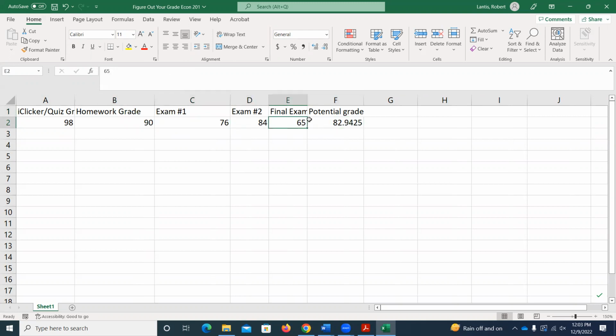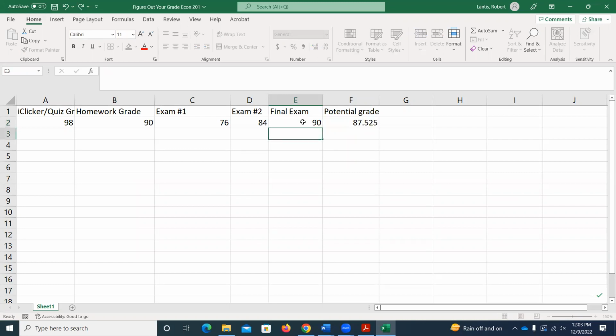With this potential grade, you can play around with the final exam category and say, okay, if I get a 50, I would still be sneaking out a B minus, so that's good. If I want to know what I need to get an A, if I get a 90, based on my other exams, I'm probably going to have to do pretty well. In fact, even if I ace it, it looks like I'm just going to fall short of getting an A.